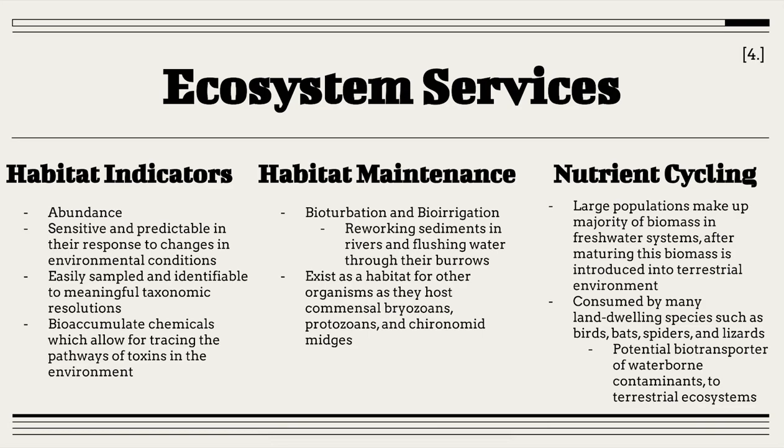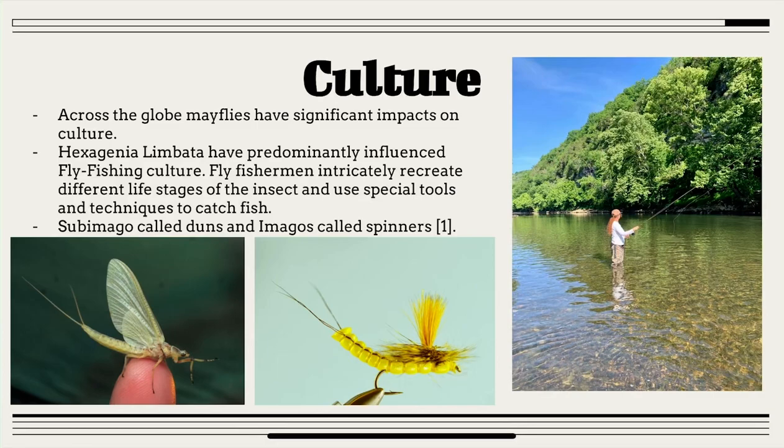Additionally, nutrient cycling is a major role for these insects. Large populations make up a majority of biomass in freshwater systems, so after maturing, the biomass is introduced into terrestrial environments. Imago mayflies are consumed by land-dwelling species such as birds, bats, spiders, and lizards, which brings nutrients from aquatic ecosystems to the terrestrial. With that being said, unfortunately, mayflies are a potential biotransporter of waterborne contaminants into the terrestrial ecosystems. As for culture, across the globe, mayflies have significant impacts on culture.